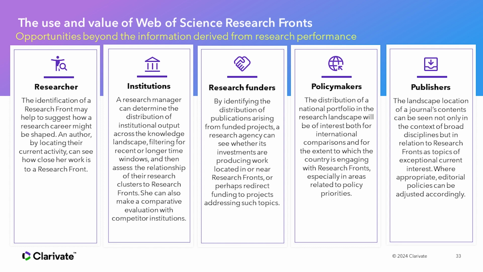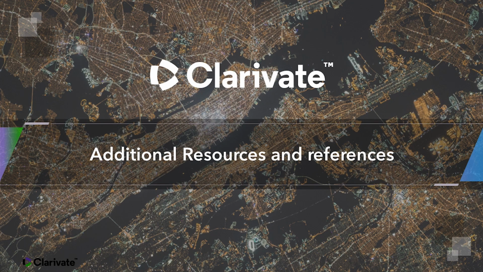So related to what I just mentioned in terms of policy making as well, something at the national level, perhaps you have a distribution of a national portfolio, and you want to focus on certain areas. So that's one way of using this data as well. And publishers, of course, because all these publications are published somewhere, right? So they can set appropriate policies in terms of editorial policies, and they can be adjusted according to the current research landscape.